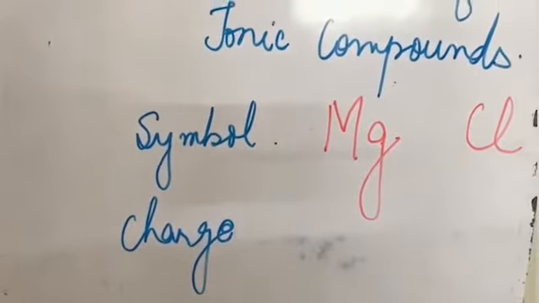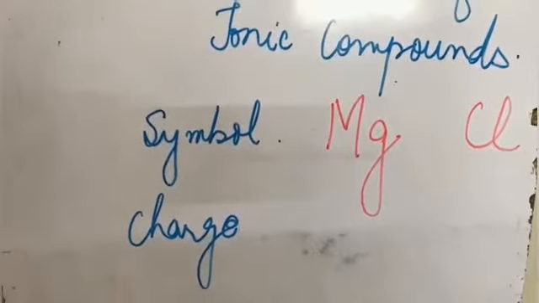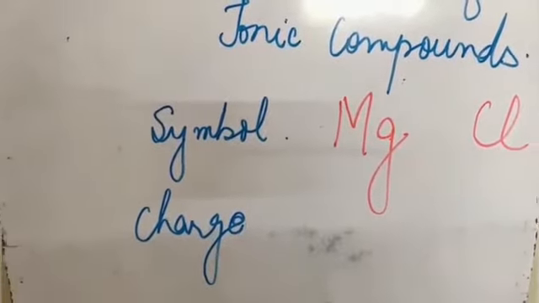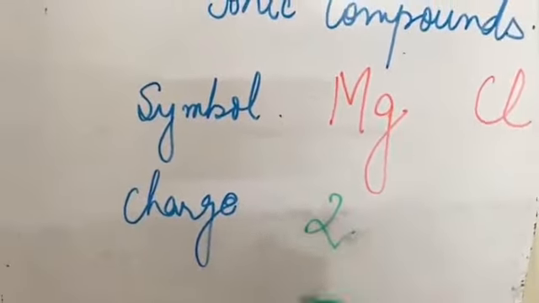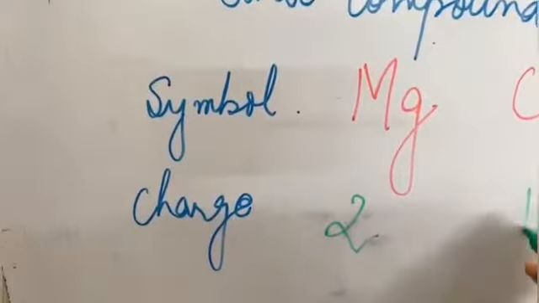How many electrons does it require to complete its outermost shell? 6. So what will be the valency? 2, because 2 are already in the outermost shell. So 2. I will not mention the charge now. Okay, chlorine as usual 1.